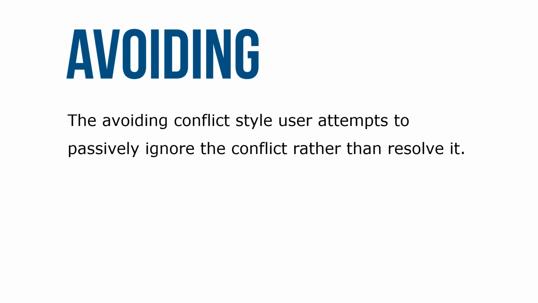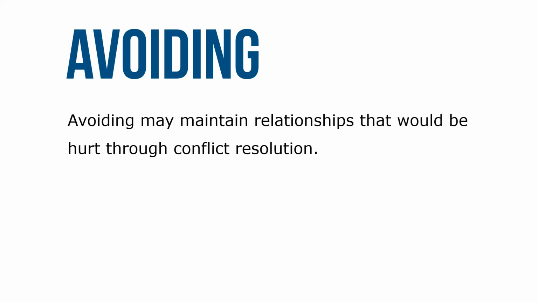With the avoiding conflict style, the user attempts to passively ignore the conflict rather than resolve it. Avoiders refuse to take a stance, physically leaving or escaping the conflict by mentally leaving. Avoiding may maintain relationships but would hurt conflict resolution. The disadvantage of this style is the fact that conflicts do not get resolved. An overuse of this style leads to conflict within the individual.